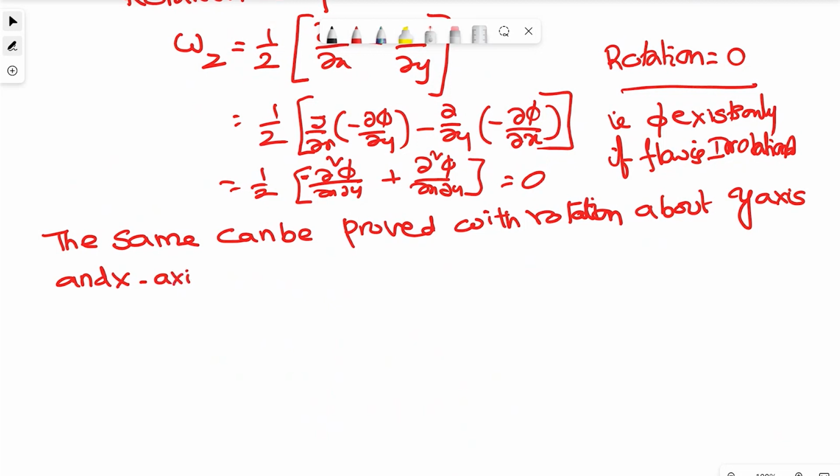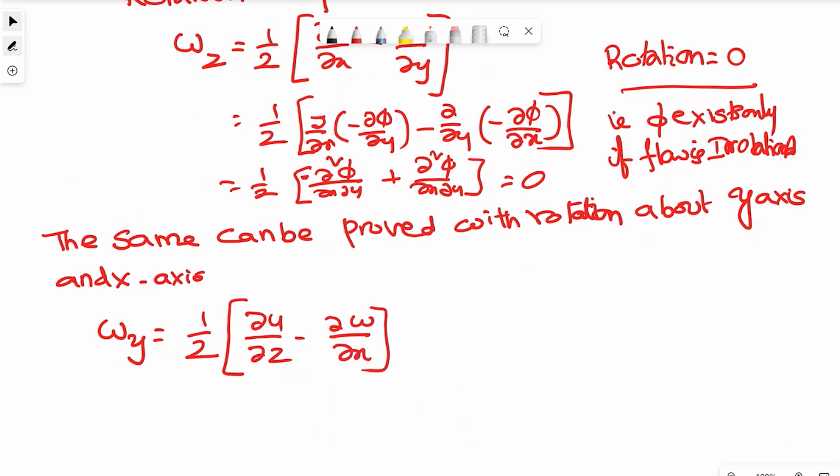For example, rotation about the y-axis, omega y, is equal to half into dou u by dou z minus dou w by dou x, since rotation about y takes place in the xz plane. Or omega x is equal to, as rotation is taking place in the yz plane, dou w by dou y minus dou v by dou z. So here if you substitute the phi values, then here also you will get 0.